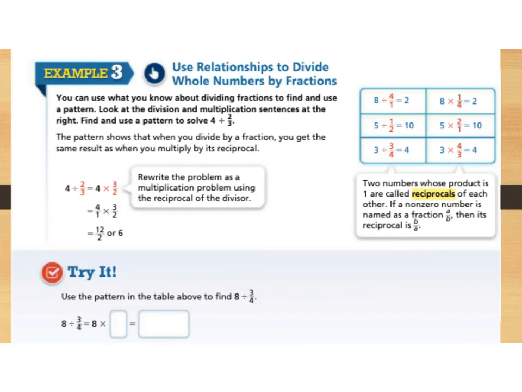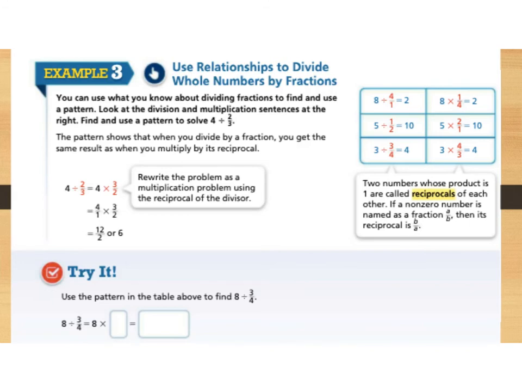And last, we are going to use relationships to divide whole numbers by fractions. You can use what you know about dividing fractions to find and use patterns. Look at the division and multiplication sentences at the right. Find and use a pattern to solve 4 divided by 2/3. The pattern shows that when you divide by a fraction, you get the same results as when you multiply by its reciprocal.